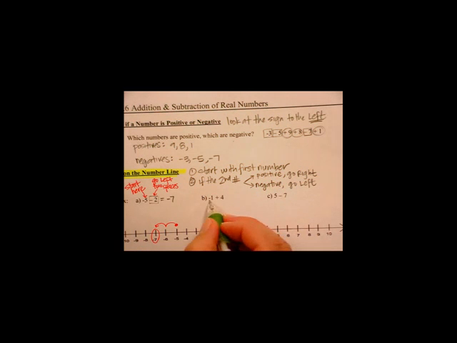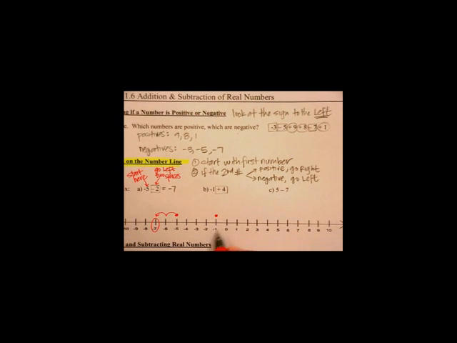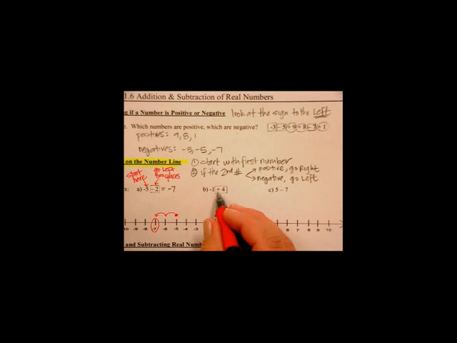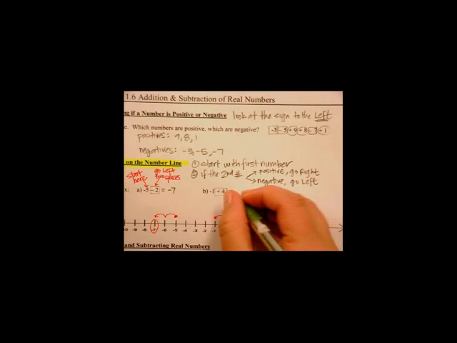I have negative 1, that's my start point, and then I'm going to go in the positive direction 4 spaces. So I start at negative 1 on the number line. I'm going to go in the positive direction 4 spaces. 1, 2, 3, 4, and I land on positive 3. I'm going to let you do C. Please have C done before coming to class.